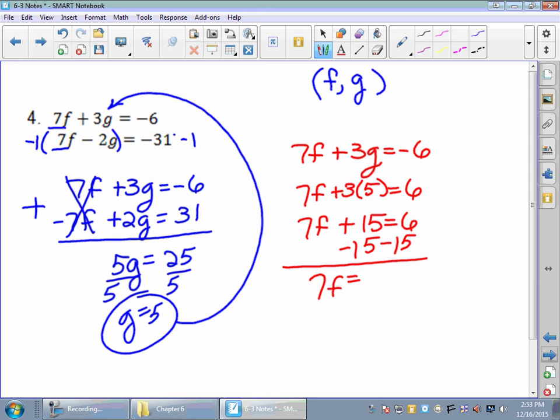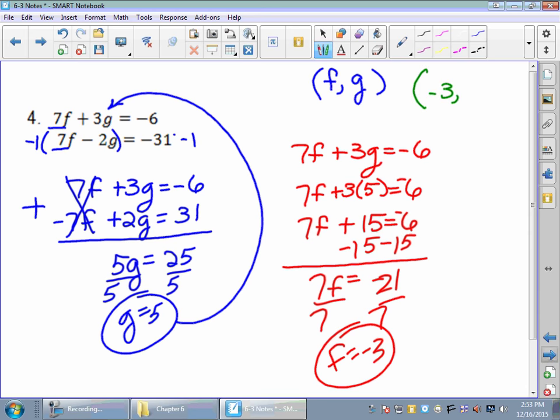7f is equal to a negative, oops, I dropped my negative here, negative 21. Divide by 7, divide by 7. f is equal to negative 3. So my solution is f first, which is negative 3, then your g, 5. (-3, 5).